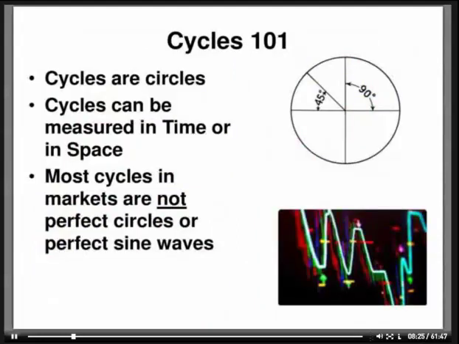So Cycles 101, let's just do a little prelim about how cycles work. The word cyclos is actually Greek for ring or circle. It just means a specific event that has occurred at a specific number of regular intervals and is observed to be continuing at regular intervals in the future.